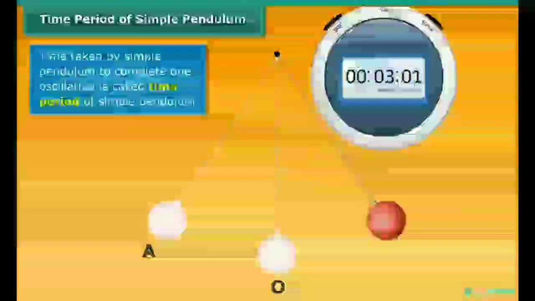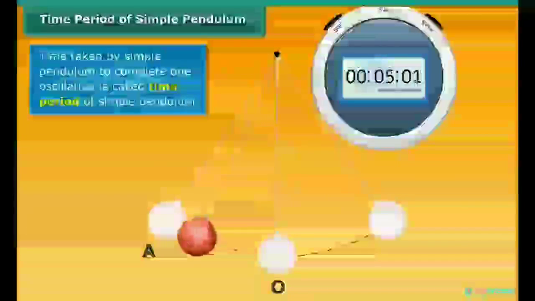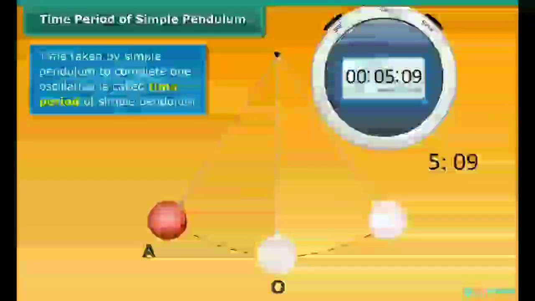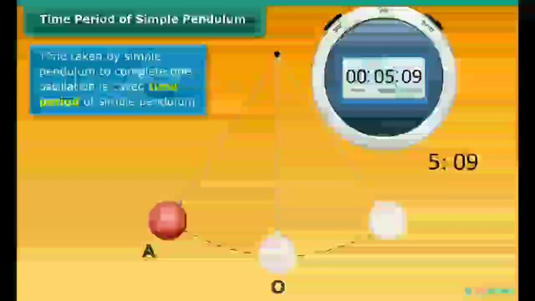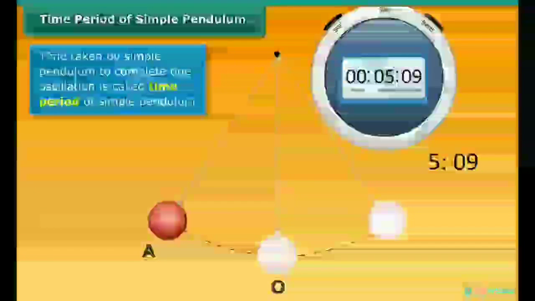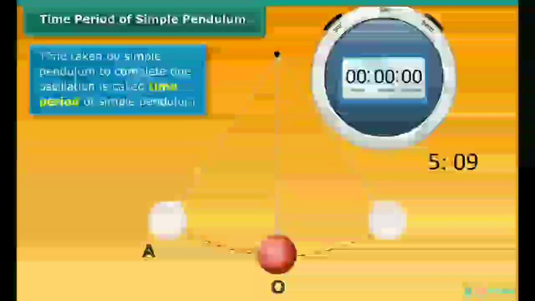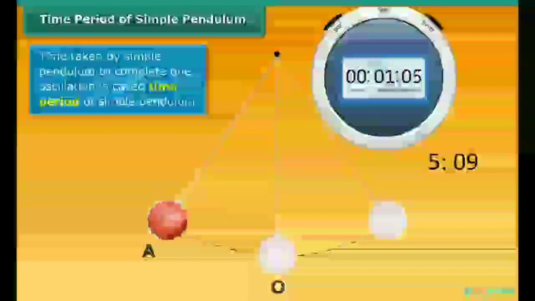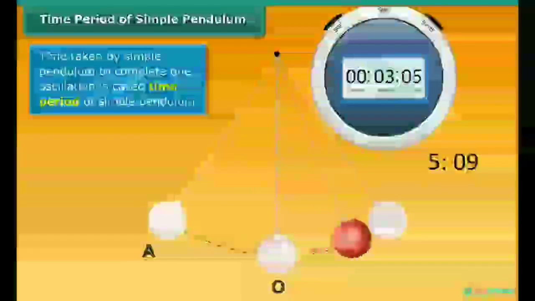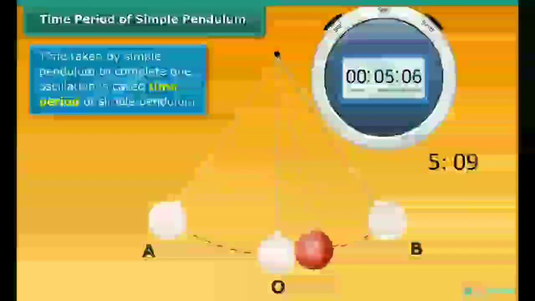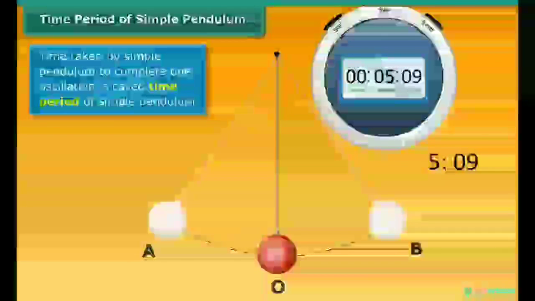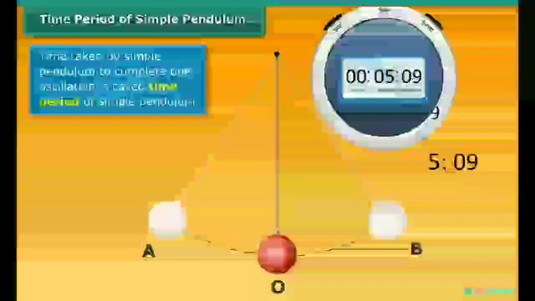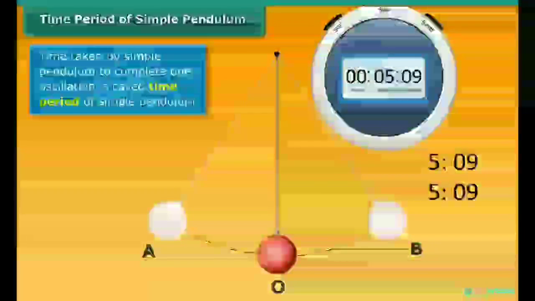Start a stopwatch and release the bob at the same time. When the bob comes back to the extreme position A, note the time on the stopwatch. Repeat the activity. This time, start from the equilibrium position O. Note the time taken by the pendulum to complete the 1 complete oscillation from O to A to B, B to O. The time so recorded is the time period of the simple pendulum.